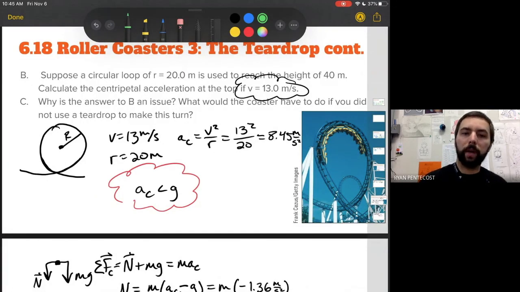All right, so that's what we have for roller coasters. We're going to continue chapter 6 by doing some calculus as we go forward. We're going to start integrals next.